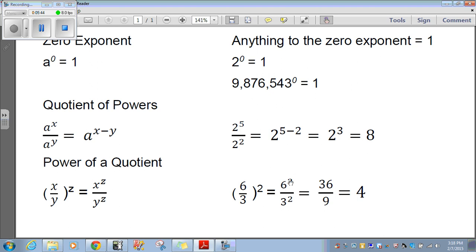So we're distributing the 2 to both the numerator and denominator. So that would be 6 squared divided by 3 squared. And then if we expand that, 6 squared is 36. 3 squared is 9. 36 divided by 9 is 4, which makes sense because 6 over 3 is just 2, and 2 squared is 4.